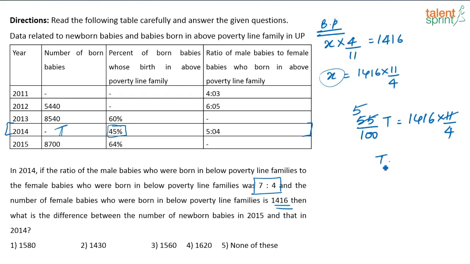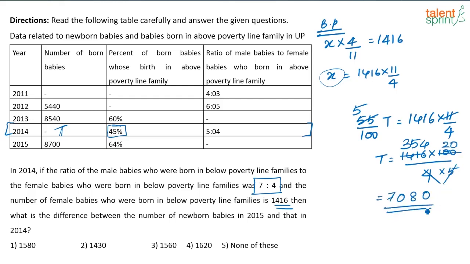You will have T is equal to 1416 into 100 by 4, correct? So here what will you have? 1416 divided by 4 will be 354. I didn't take this 5, right? Here there is a 5 which I forgot. So that is 7080. So 7080 is the total number of newborn babies.